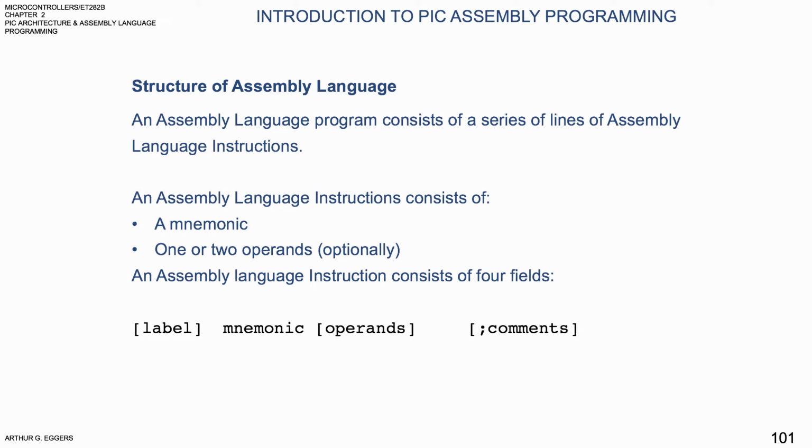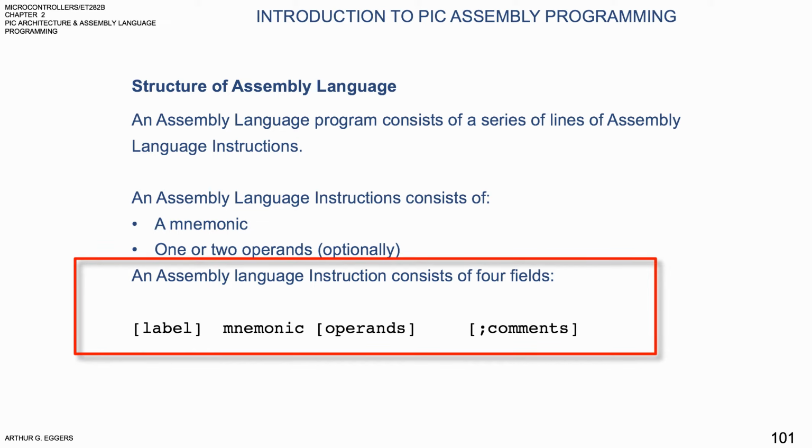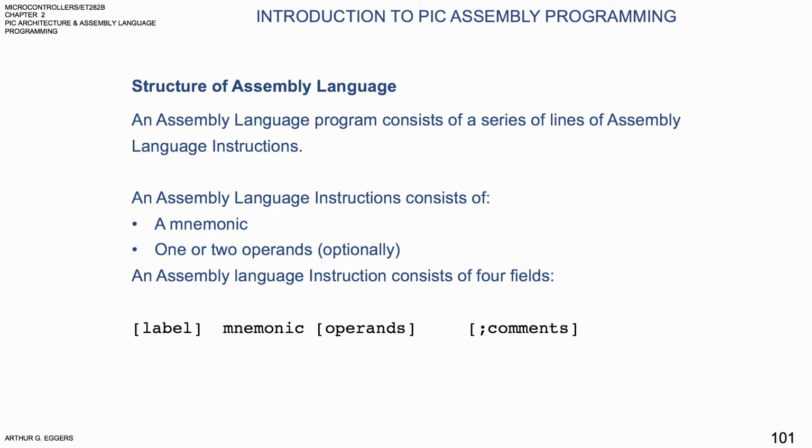An assembly language instruction consists of four fields: the label, the mnemonic, operands, and the comments behind the semicolon. Brackets indicate that a field is optional and not all lines have them. Brackets should not be typed in. Regarding the above format, the following points should be noted.